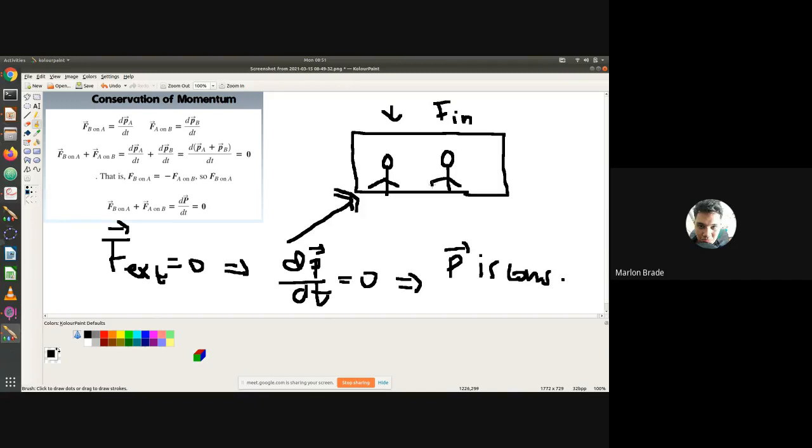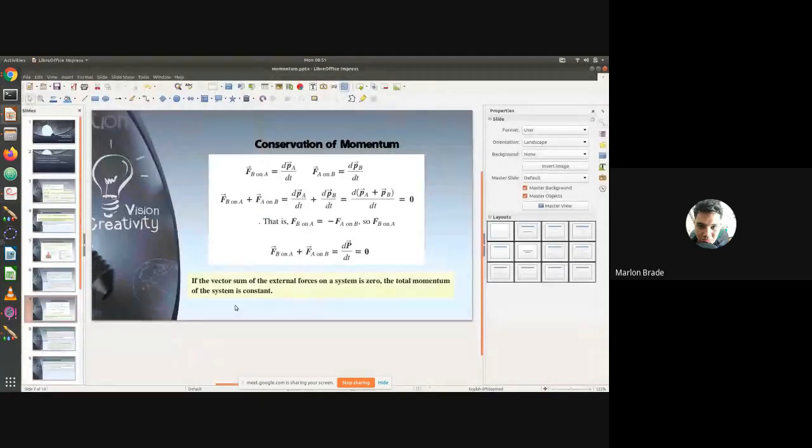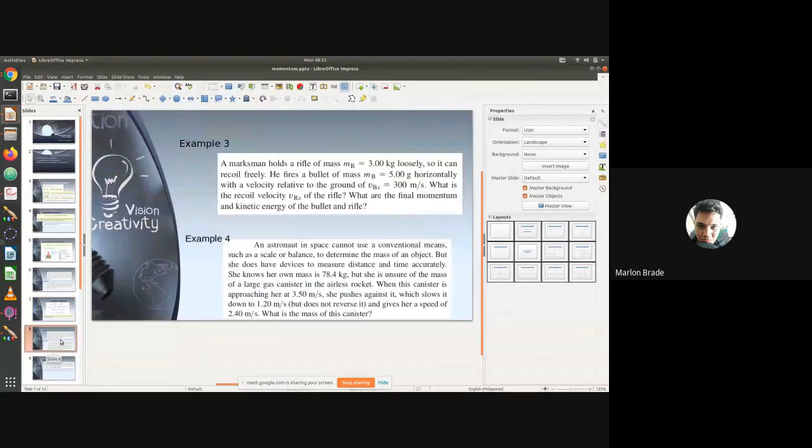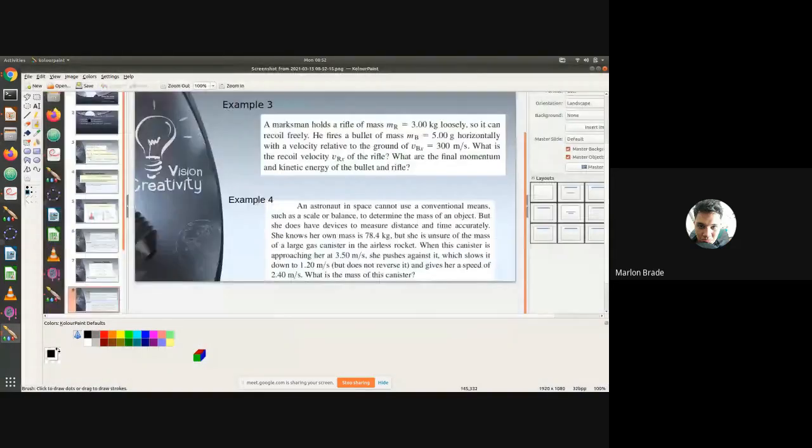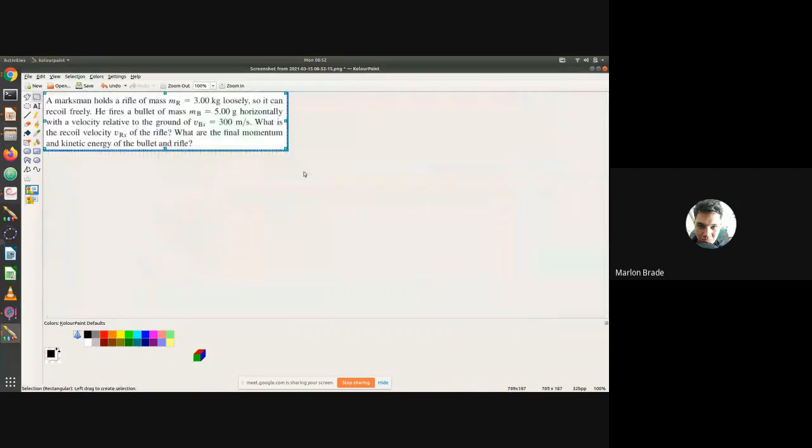So, okay. So, let's have some example para ma-feel ninyo ang essence ana nga conservation of momentum. Okay, so let's answer this problem. So, answeran nato ni first problem.